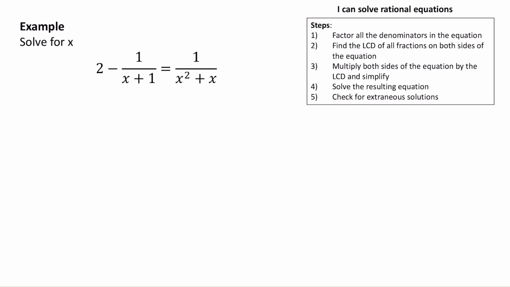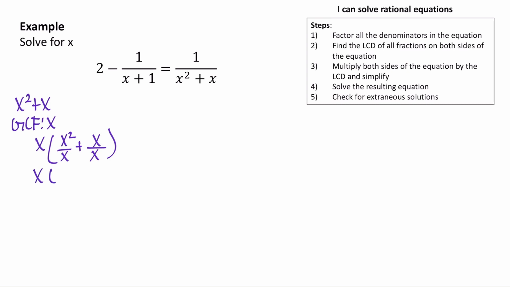So let's try solving this first equation. What we're going to do is start off by factoring all the denominators. 2 is a whole number, so no denominator there. X plus 1 can't be factored. And then we have this x squared plus x. Notice that x squared plus x can be factored using a GCF. The GCF is x. So we're going to factor out that x, and then we're going to do x squared over x plus x over x. When we do that, we get x times x squared over x is x, and then plus x over x is 1. So that's going to be x times x plus 1. So now we have 2 minus 1 over x plus 1 equals 1 over x times x plus 1.